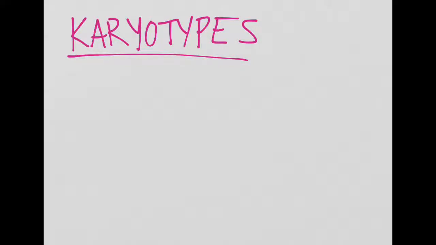Okay, so we're going to start by talking about karyotypes. To see what makes us different from other animals and to see what makes us unique, we have to look at our own human genome. So first off, what is a genome?